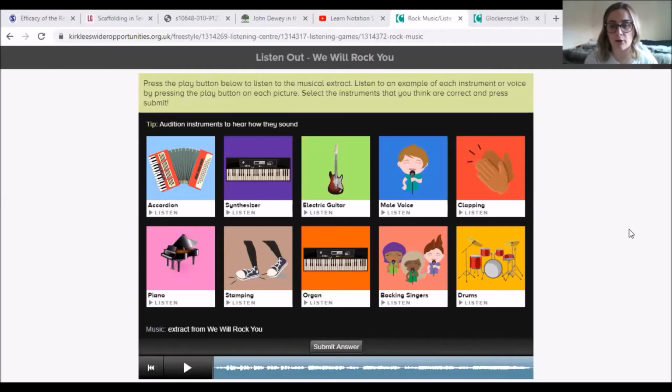Okay, so we've got We Will Rock You. We should have all heard this song before. And we're going to listen to the song and see if we can pick out some of the instruments that we can hear. And then as a class, you're going to see if you can think about which ones were used. And then I will tell you which ones have been used and you can see if you're right. Okay, so have a listen to this song.